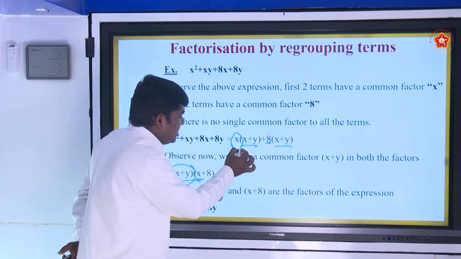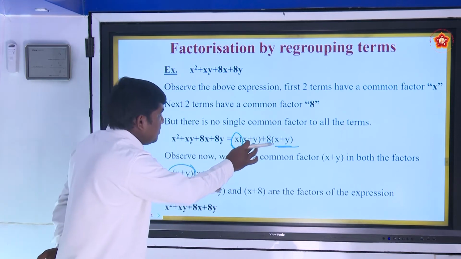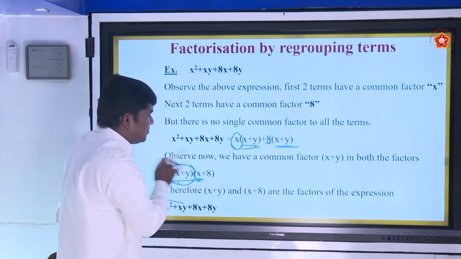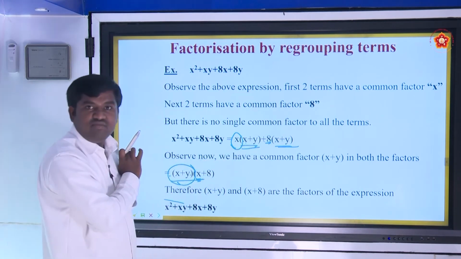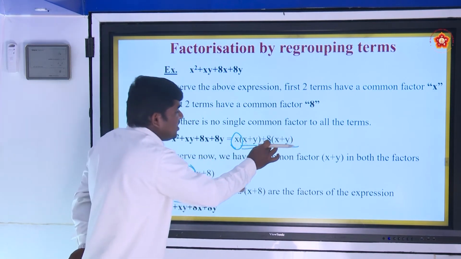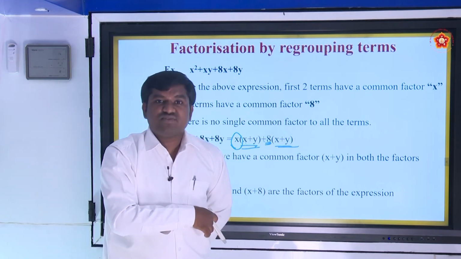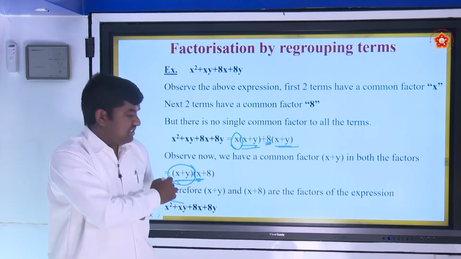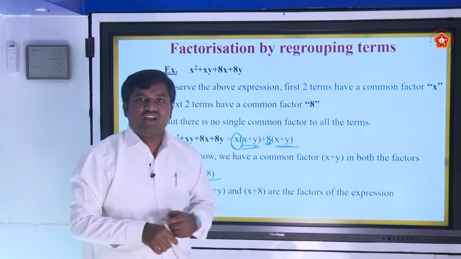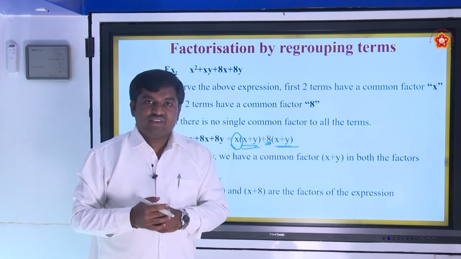See here, x plus y is common in these two. If you take out x plus y as common, the remaining thing is x only. Next, plus sign. In the next term, if you take out x plus y as common, the remaining thing is 8. So x plus y into x plus 8. Therefore x plus y and x plus 8 are the factors of the given expression.